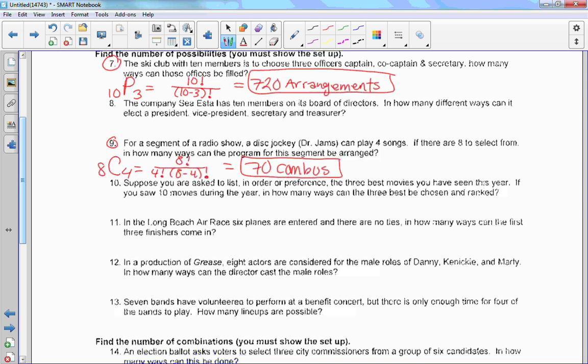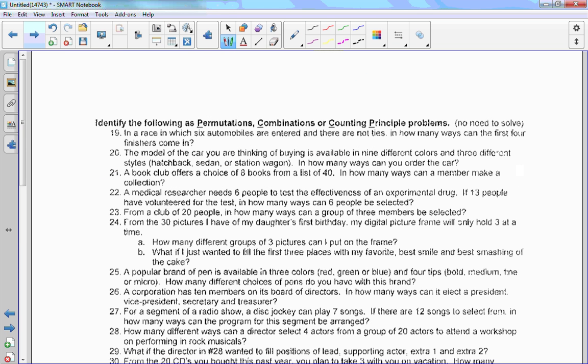Number 19. In a race in which 6 automobiles are entered and there are not any ties, in how many ways can the first 4 finishers come in? Okay? Is this a counting principle, a permutation, or a combination? It's a permutation, because we have first place, second place, third place, and fourth place. So number 19, all you have to do is put a P for permutation.